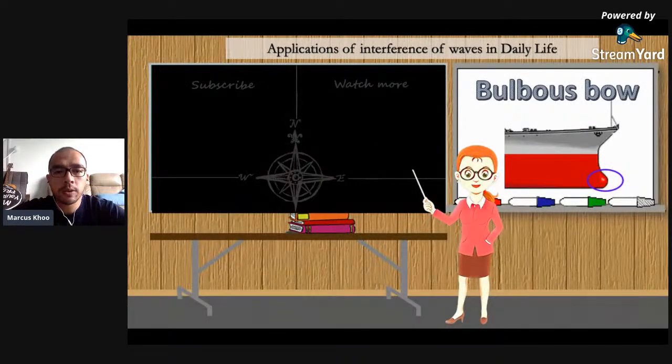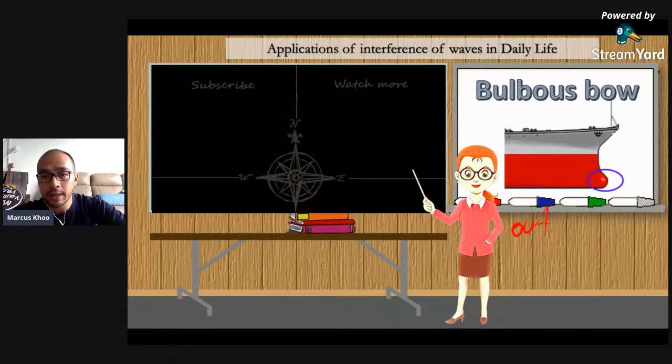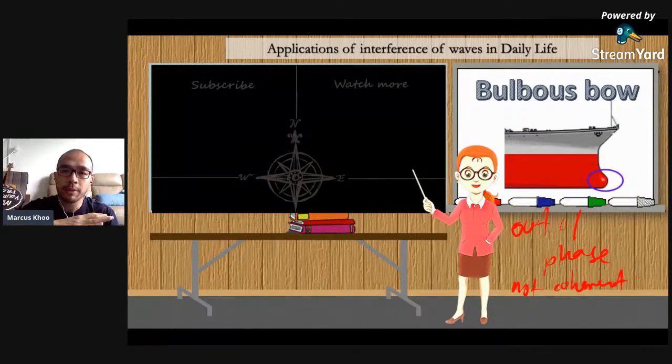Okay, so basically this bulbous bow produces another wave, which, if you heard the video just now, is out of phase. Out of phase means they're not coherent. So if you have the wave of the water coming one way, and then the wave that is produced by this bulb over here, it is out of phase, not coherent.